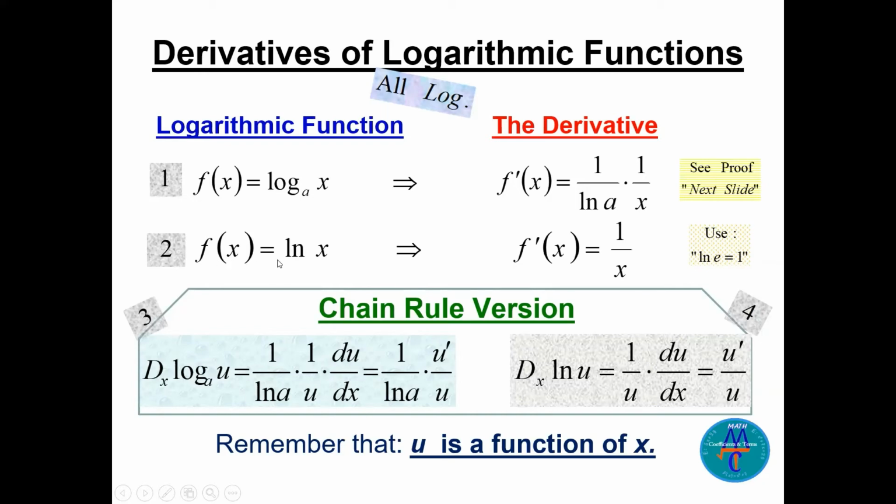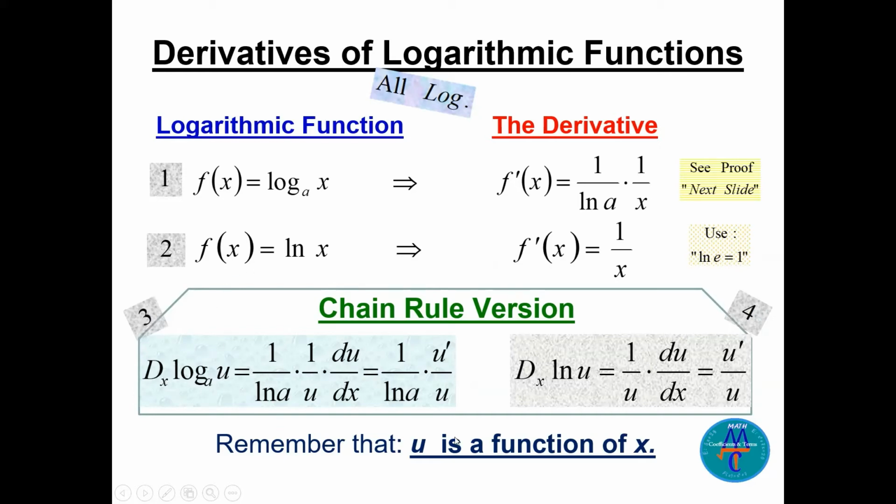If the function is ln of x, the derivative will be 1 over x. Easy. Inside here, you have ln of e. So you know ln of e is 1, because it will be 1 over ln of e times 1 over x. So this is the simplest, number 2. The chain rule here is a little complicated. You have to check the derivative of log base a of u.